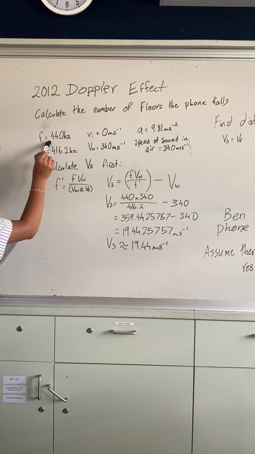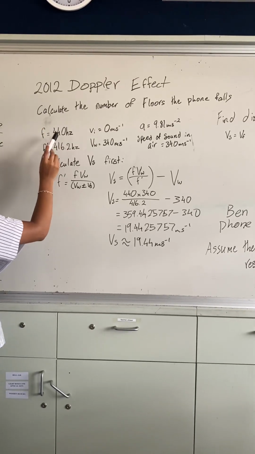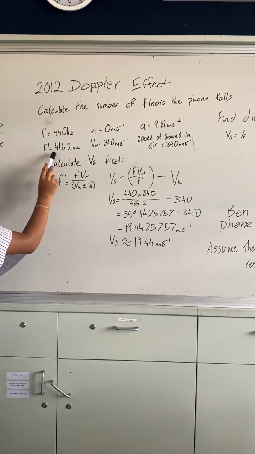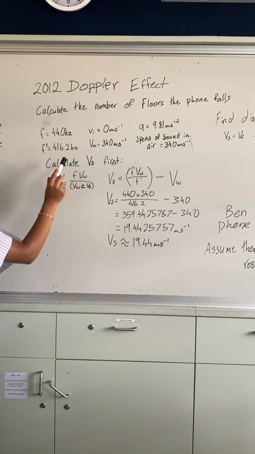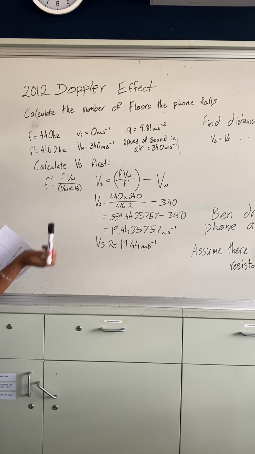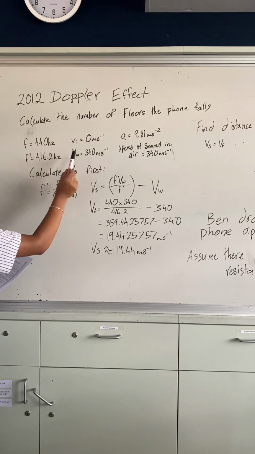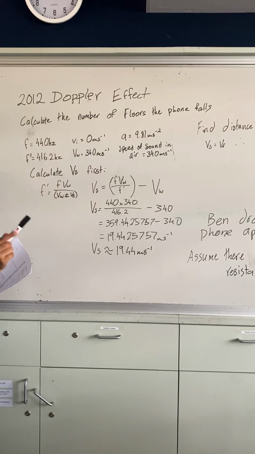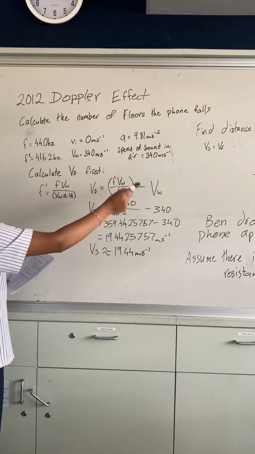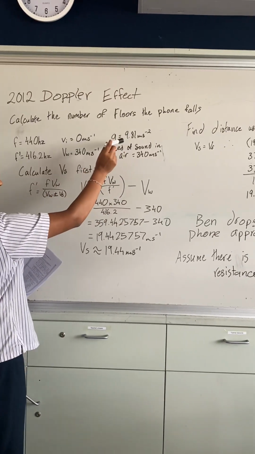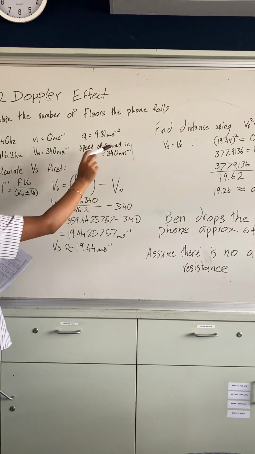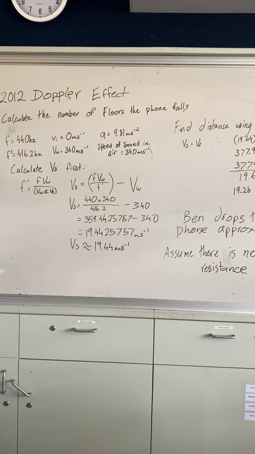We've been given the true frequency, 440 hertz, and the apparent frequency, which is 416.2 hertz. The initial velocity of the phone would be 0, and the velocity of the wave emitted is 340, which is the speed of sound in air. And then the acceleration of gravity is 9.81 meters per second to the power of -2.